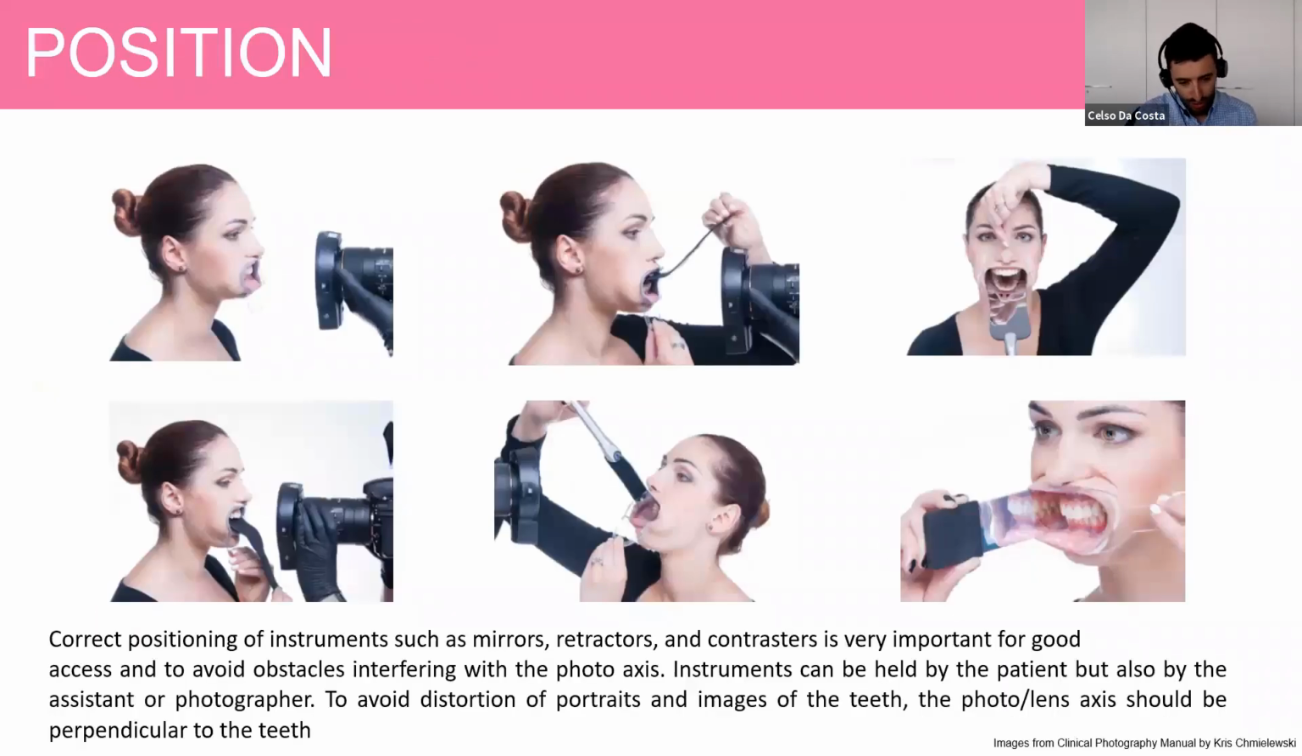Then work on the position. Take your partner or your dental assistant and work on the position. Trial and error again. Do it only with the retractor. Then try to use the contrasters in different positions. And like you see here, the contraster is bent. So bend the contraster so it's not in front of the lens.